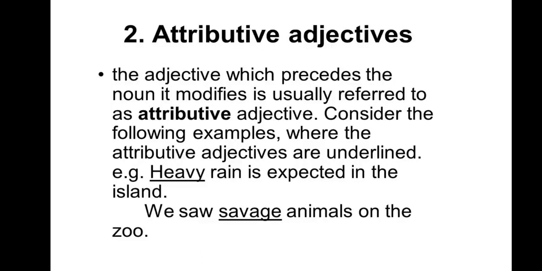Okay. The second sentence, we saw savage animals in the zoo. Savage, ferocious, all these animals that come under the category of lion, tiger, leopard, they all are known as savage animals. Animals that prey on other animals. So the noun is animals and the adjective is savage. And savage is what kind of adjective here? Attributive adjective, because it comes in front of the noun word.